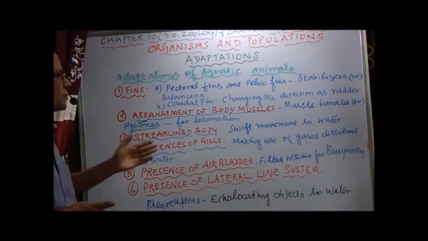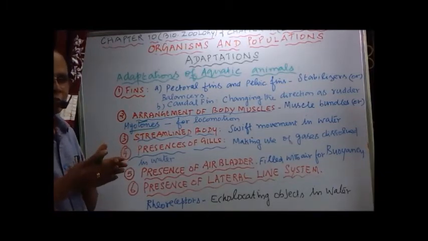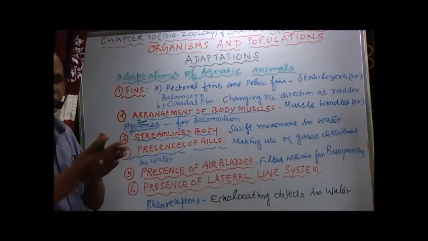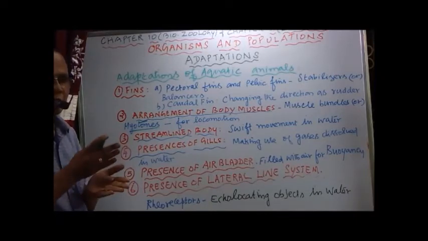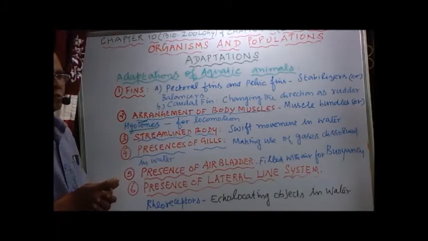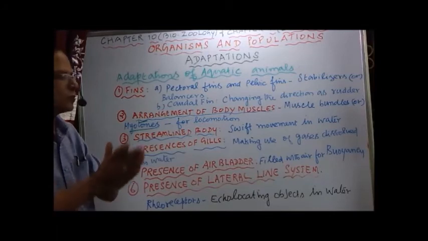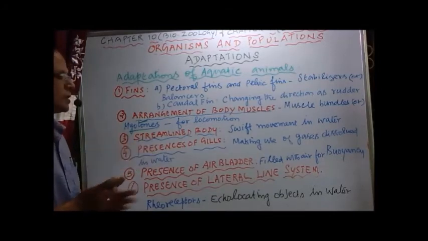Then the streamlined body. In the streamlined body, there is actually a spindle shape, that is, the anterior and posterior ends are narrower and the middle part is broad. This is called a streamlined body. So that the animal exhibits swift, fast movement, piercing through water. That's about the streamlined body.